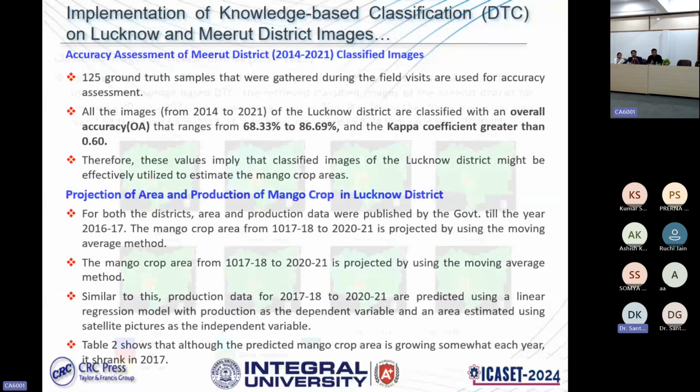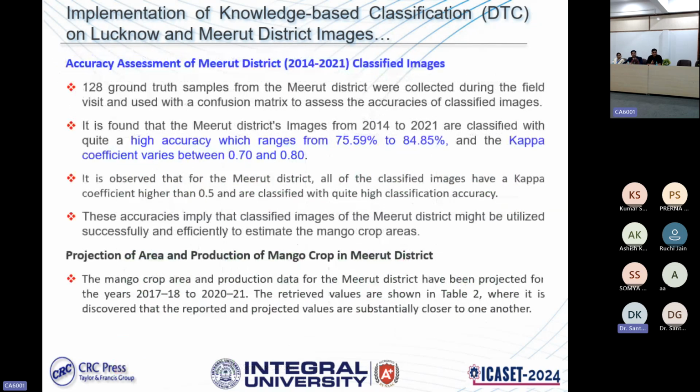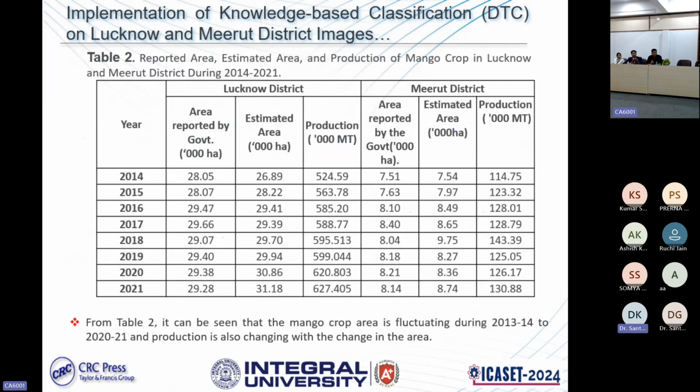So it has been projected, and similarly for this, I am not going to explain this. This is classified images of Meerut district, and the same process has been applied for accuracy assessment and area estimation. And then these are classified images, means area projected by this decision tree for Meerut and Lucknow district. Here in table 2, it can be seen that mango crop area is fluctuating during 2013-14 to 2020-21, and production is also changing with change in area. तो area production दोनों fluctuate हो रहे हैं इस period में.